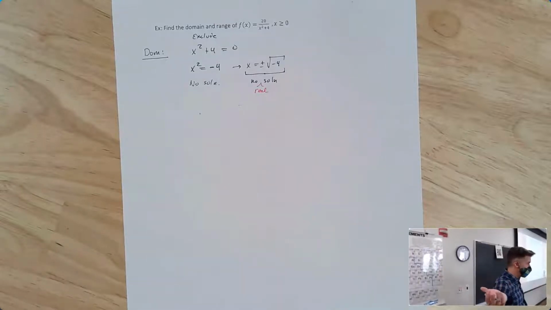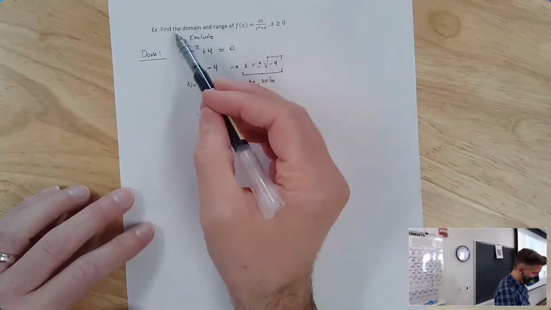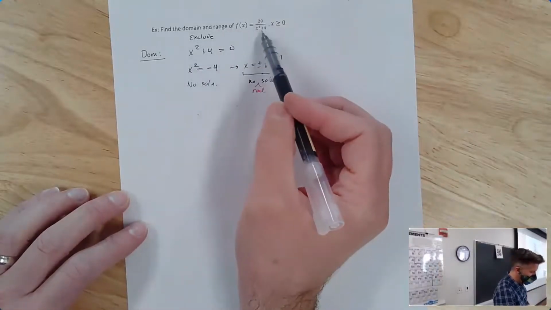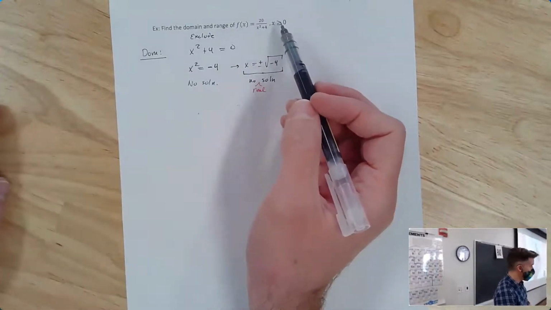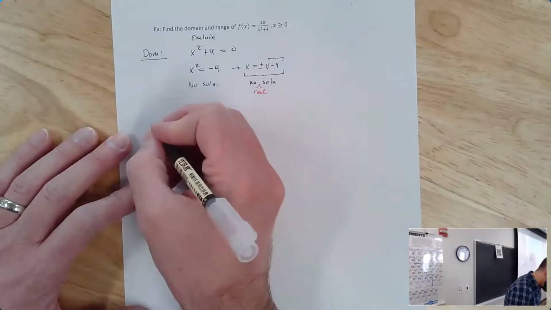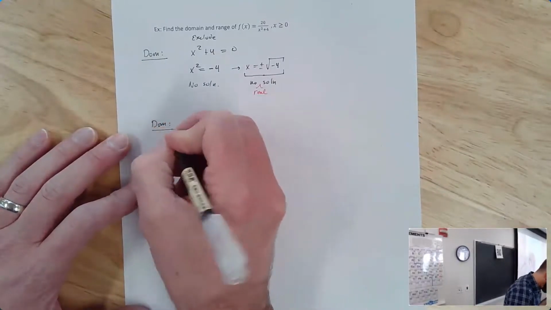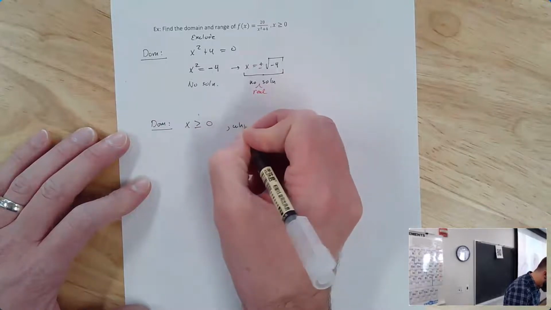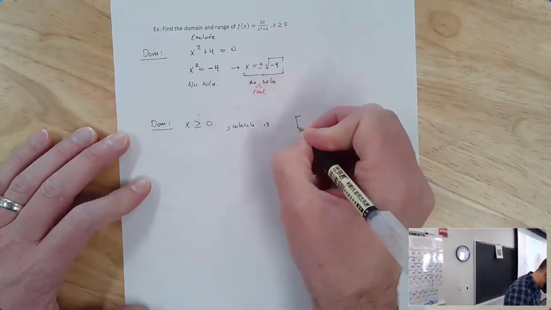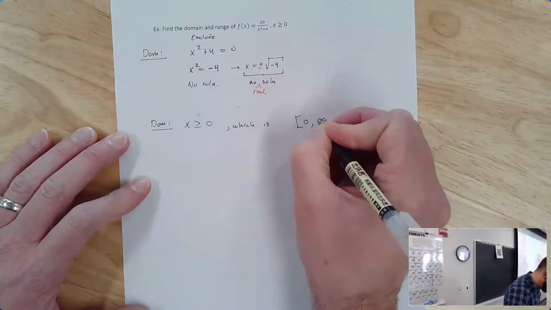But it's not. Because they very specifically told us in the beginning of this problem, find the domain and range of f of x equal to 20 over x squared plus 4, where x is greater than or equal to 0. They've told us the domain at the very get-go. So the domain here is just x being greater than or equal to 0, which is 0 inclusive to infinity.